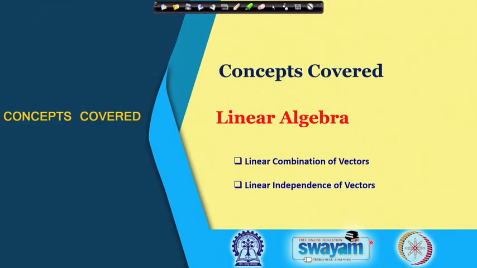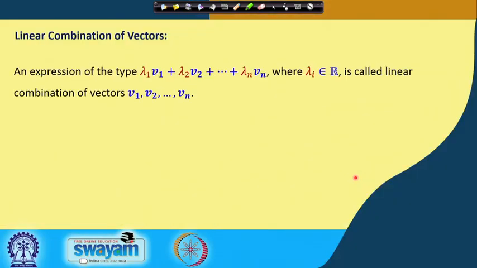So, welcome back, and this is lecture number 40, and we will be talking about the linear independence of vectors. In particular, we will cover today the linear combinations of the vectors and also this linear independence of vectors. So, what is linear combination?